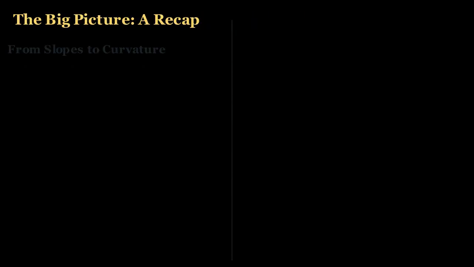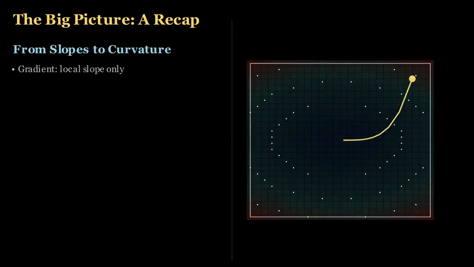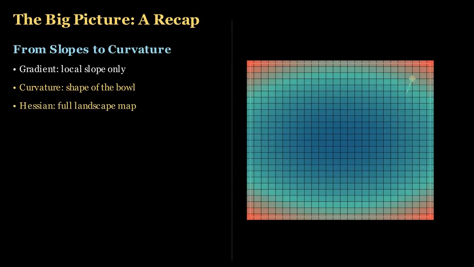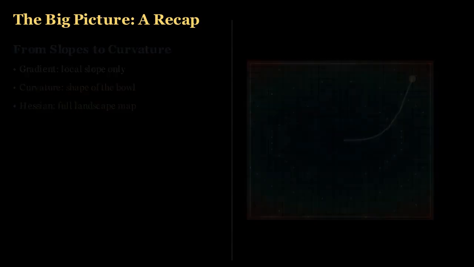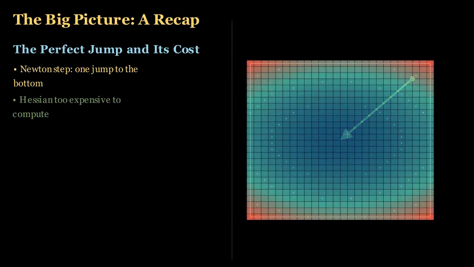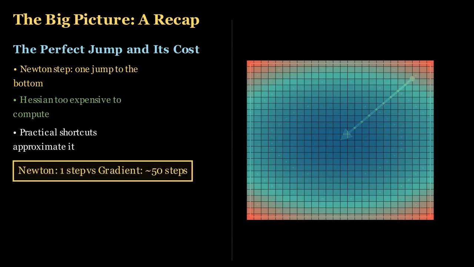Next, we'll wrap up. We started with a hiker feeling only the local slope. That's gradient descent, slow and easily fooled by flat plateaus. Curvature revealed the bowl's true shape, and the Hessian gave us a complete map of every valley and ridge. The Newton step offered a perfect jump straight to the minimum, but computing the full Hessian was too costly. So we built clever shortcuts, BFGS, LBFGS, and conjugate gradient, each approximating curvature without the heavy price.